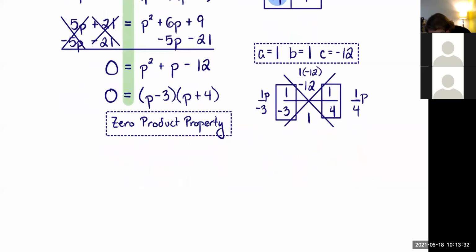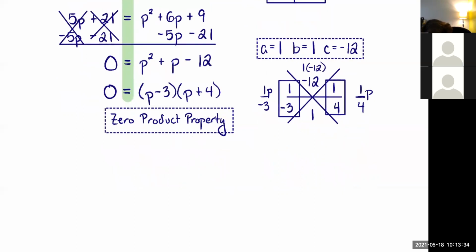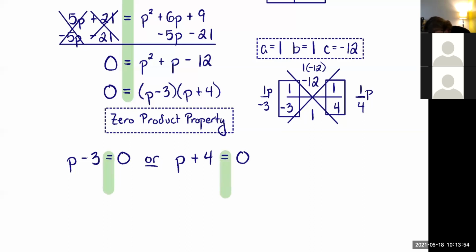So either p minus 3 equals 0, or p plus 4 equals 0. How would you solve the first? Add 3 to both sides.